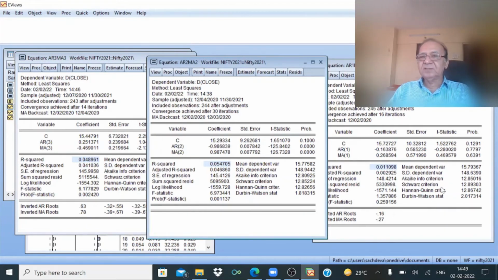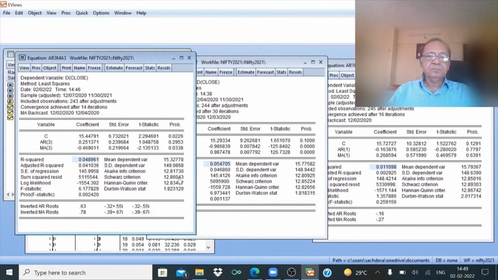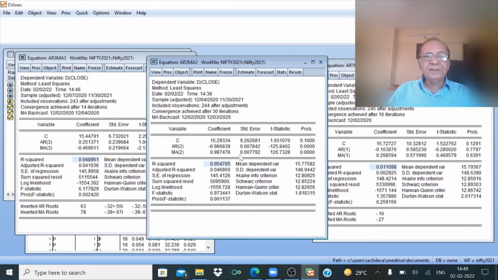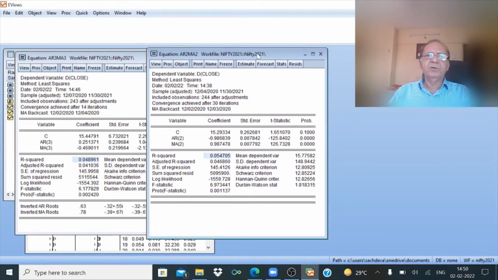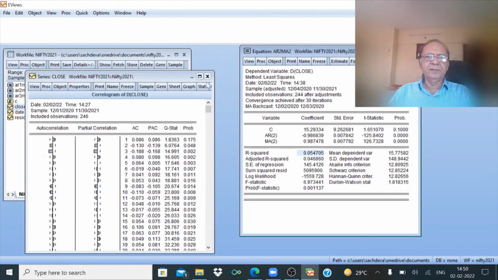If we see the Schwarz criterion, in ARMA1 it is 12.89. In case of ARMA2, it is 12.85. But in case of ARMA3, it is 12.86. So among all the three, 12.85 is the least one. So we can say ARMA2 is better, and in that case we can select the ARMA2 model. So this model is okay for us. We don't need the other two models now. We will delete them.